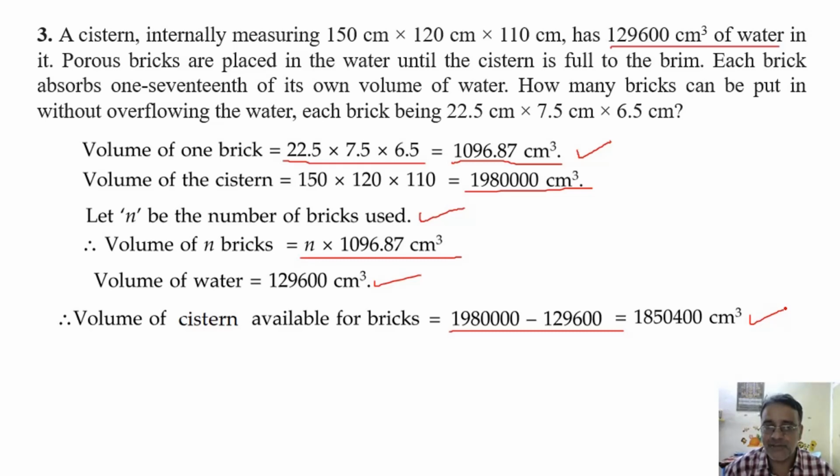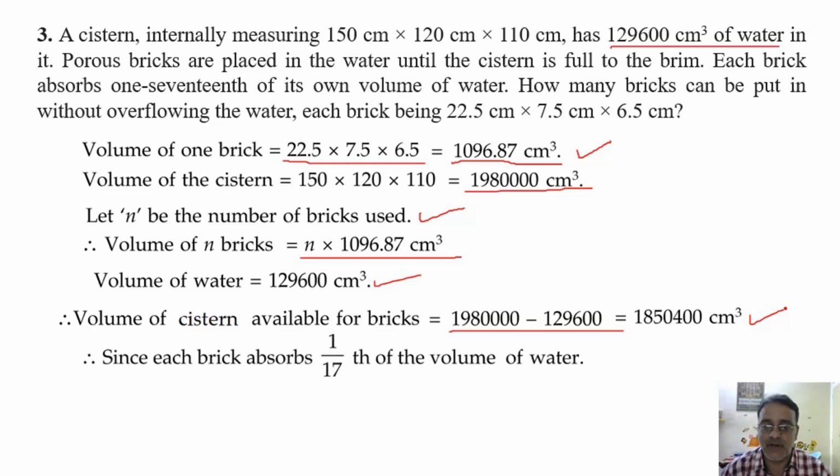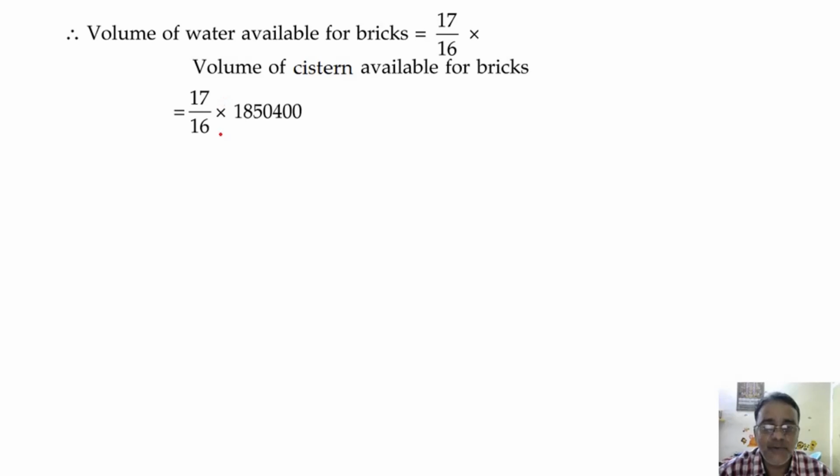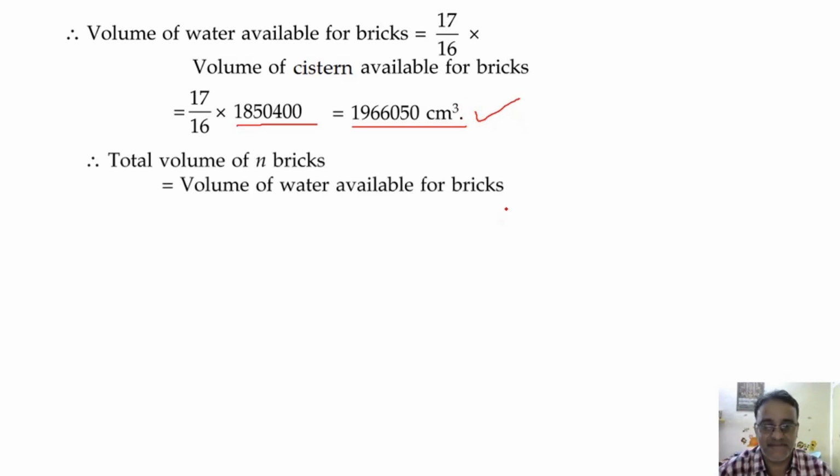According to the question, each brick absorbs 1/17 of its volume of water. So the total volume available for bricks will be 17/16 into the volume of cistern available for the bricks, because 1/17 is already absorbed in it. So we'll get 17/16 into 18,50,400, and this is equal to 19,66,050 centimeter cube. So this will be equal to the total volume of n bricks.